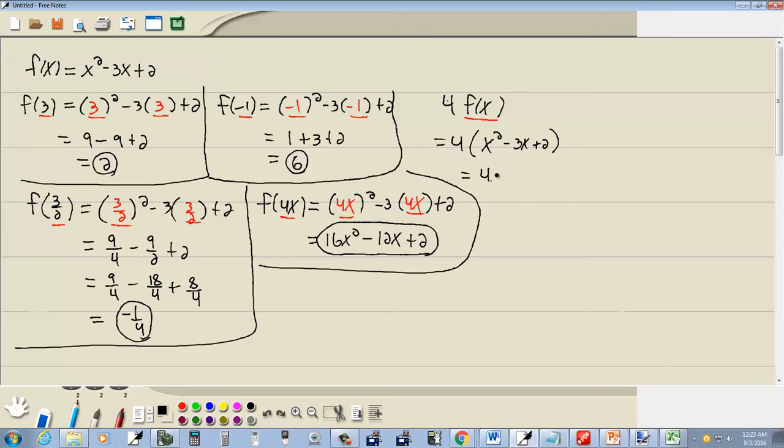4 times x squared is 4x squared. 4 times negative 3x is negative 12x. 4 times 2 is 8. And that would be our function.